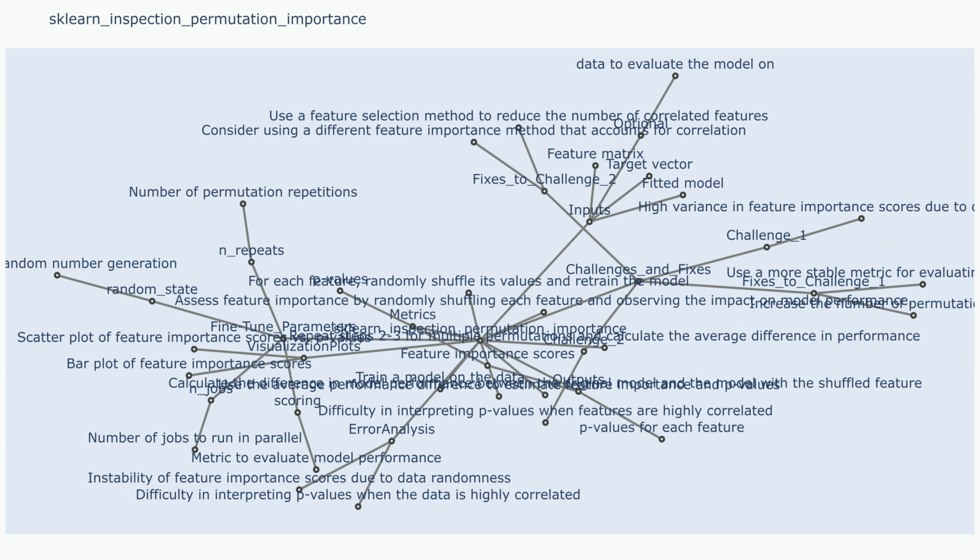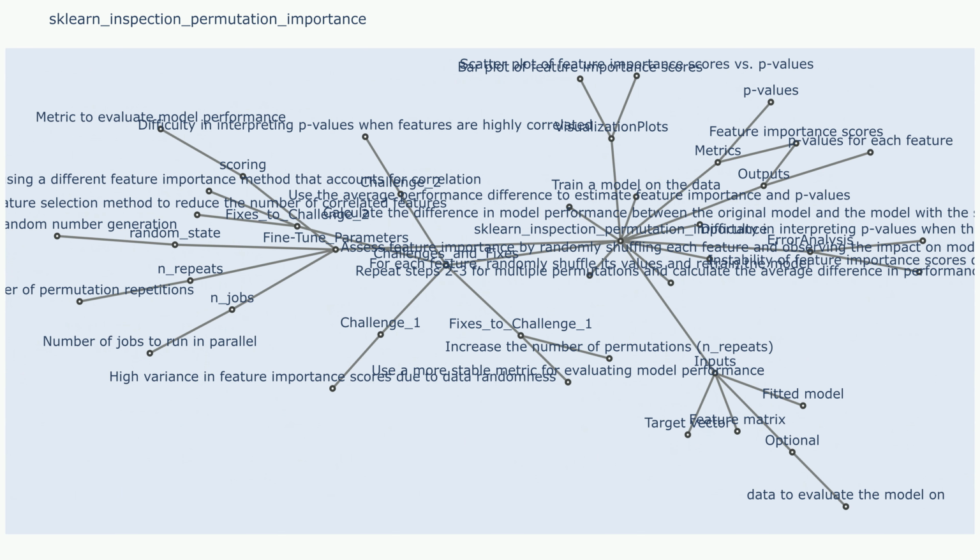Metrics. Metric 1. Mean importance, the average importance score across multiple permutations. Metric 2. Standard deviation of importance, a measure of the variability of importance scores, indicating the uncertainty in the estimation.